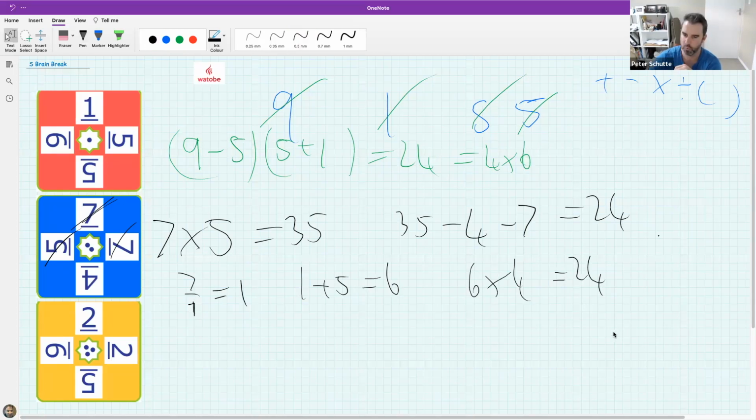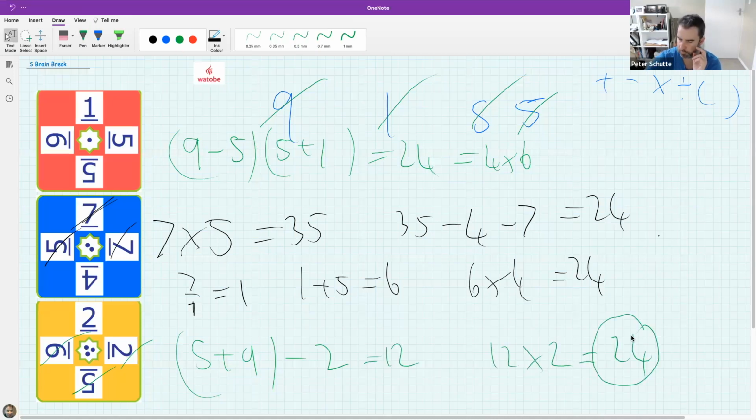Okay. What about the yellow one? So Kitsaw has said, add the 5 and the 9 together, which gives us 14. Then take away 2. So you've done 5, 9, and 2, and you get 12. And you've still got the 2 left. So 12 times 2 is 24.